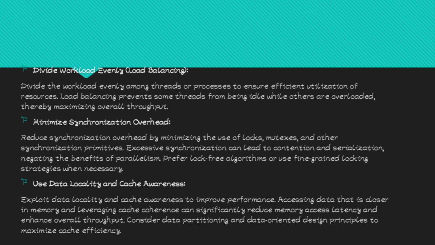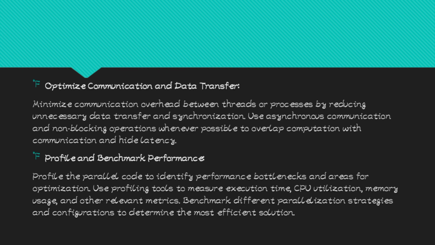So, use data locality or cache awareness. Exploit data locality and cache awareness to improve performance. Accessing data that is closer in memory and leveraging cache coherence can significantly reduce memory access latency and enhance overall throughput. Consider data partitioning and data-oriented design principles to maximize cache efficiency.